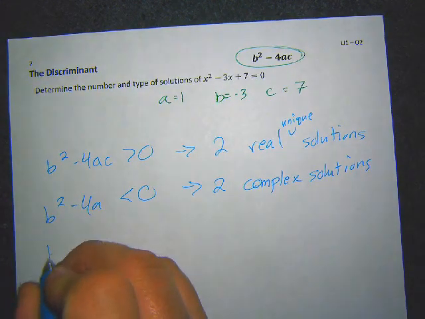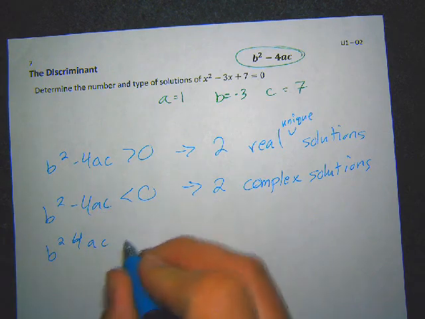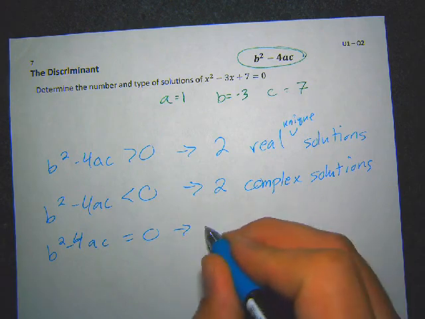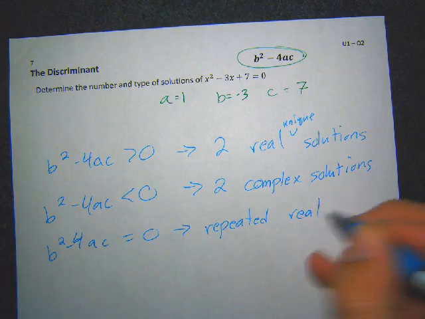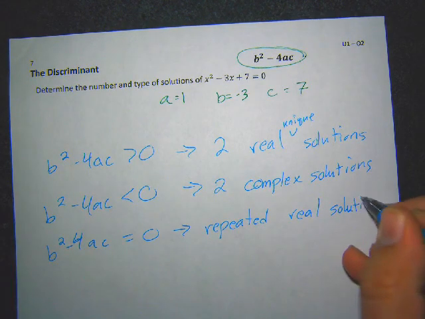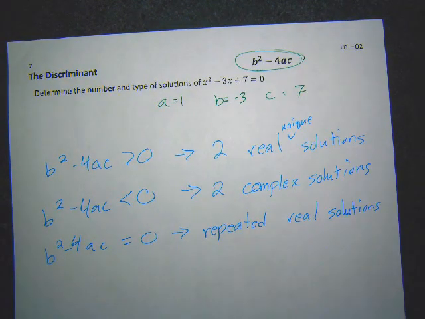And then the third thing is if b squared minus 4ac, the discriminant, is equal to 0, then you get a repeated real solution. That's the one case where you get the same number twice. And so you can sometimes solve a quadratic and get the same number twice, and that's because b squared minus 4ac is going to be 0 in that case.